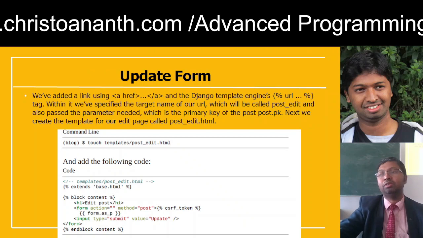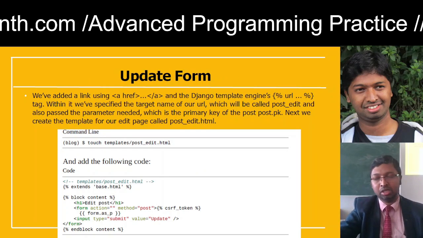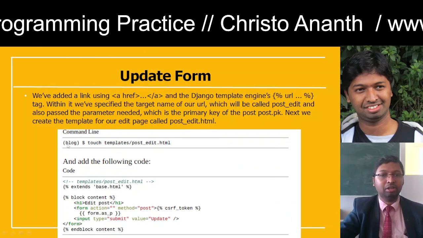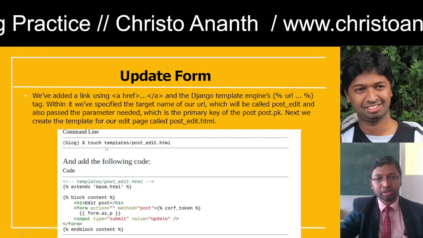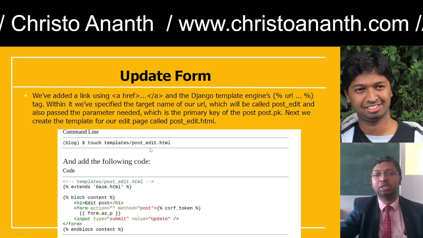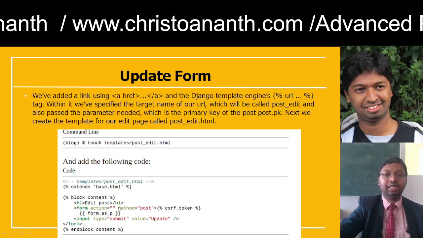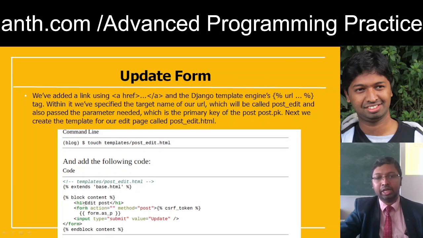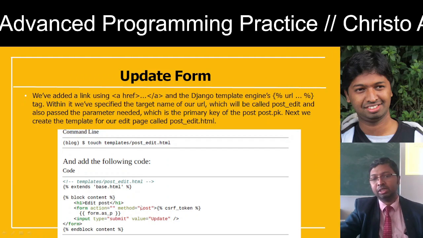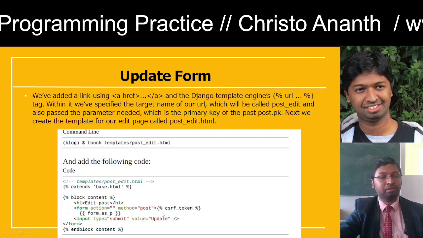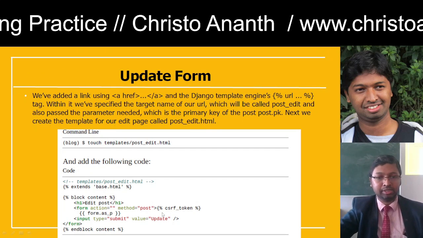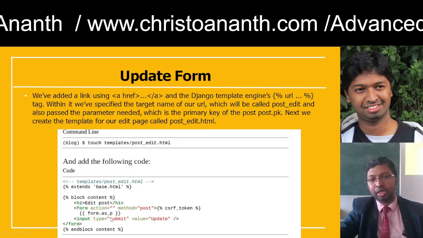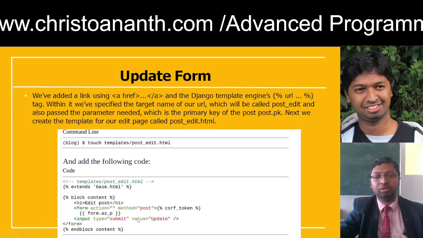Okay, so you have to create a template for our edit page, which is post_edit.html. Within the command line, you'll have blog$ touch templates/post_edit.html, and you have to add the following code: extends base.html, block content, h1 tag Edit post, form action method equal to post, you have csrf_token to prevent CSRF attacks, and then form.as_p, the input type equal to submit, value equal to Update.